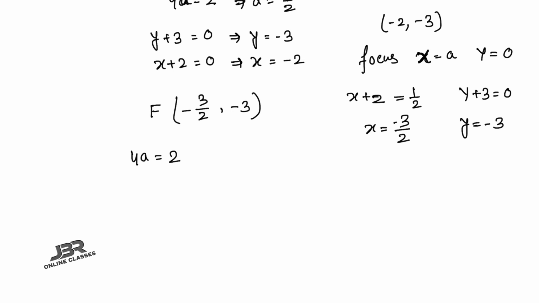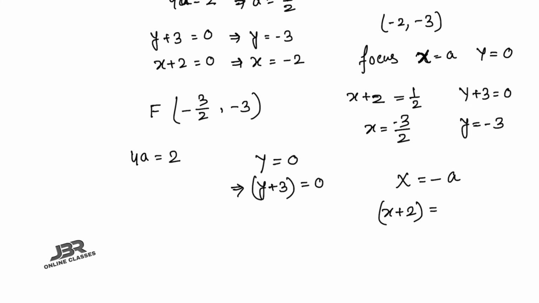And now the fourth one, you have to find the equation of the axis and directrix. So here the equation of the axis is capital Y equal to 0, that means y plus 3 equal to 0. That is the equation of the axis. And now the equation of the directrix of the parabola will be capital X equal to minus a. That means x plus 2 equal to minus half, so x equal to minus 5 by 2. So 2x plus 5 equal to 0. Okay. So first answer vertex, second focus, third latus rectum, fourth axis, and the fifth directrix.